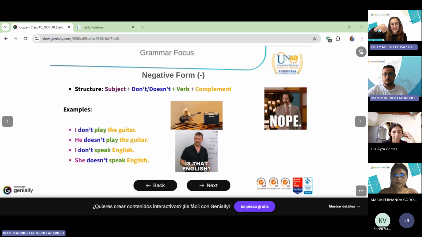So it's just adding the auxiliaries. Solo le estamos añadiendo los auxiliares. So, I don't play the guitar. He doesn't play the guitar, because doesn't is for the third person. Okay, so you can say, for example, he don't play the guitar? No, it's incorrect. So, he doesn't play the guitar.